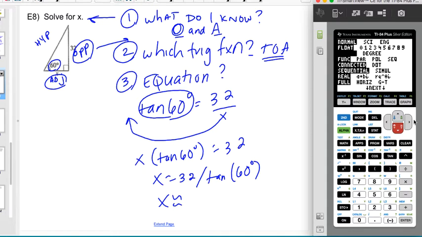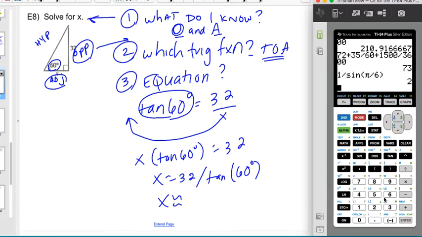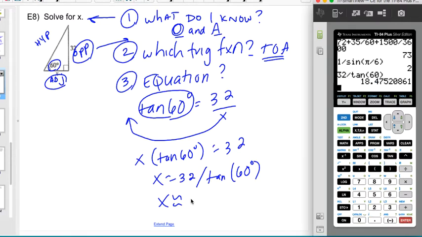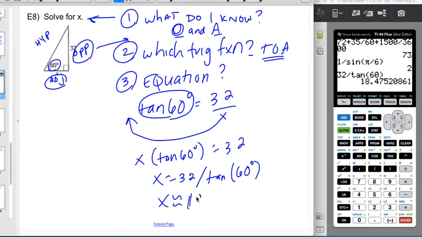So when I start doing things that have degrees, I need to make sure I switch over to degrees, quit out, and now I can go ahead and do 32 divided by tangent of 60. And I don't need to put the units in my calculator because my calculator knows what mode I'm in, and I get that this is 18.475. I didn't have units in the problem, so I don't invent units.